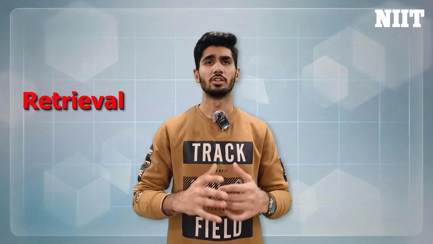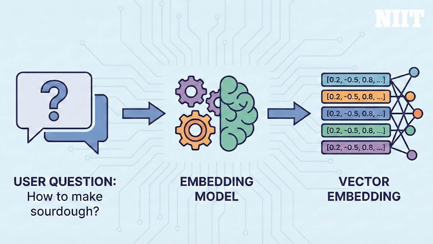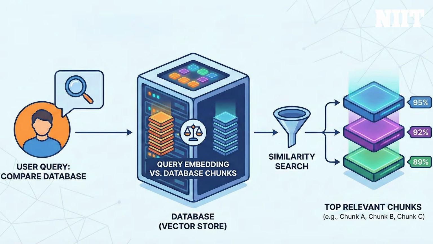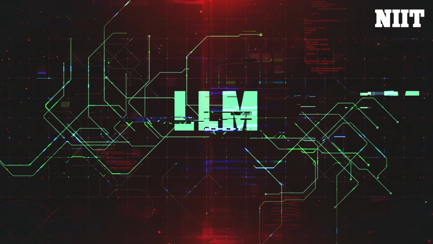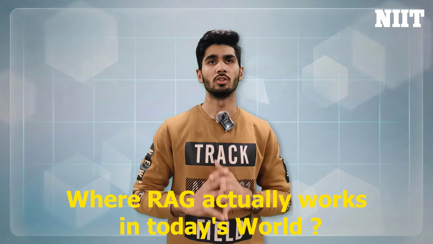Fifth one in the list, retrieval. When the user asks a question, that query is also converted into a vector, compared against the database, and we pull the top most relevant chunks out of it. Finally, last but not the least, generation. We inject those retrieved chunks directly into the model prompt, and the LLM produces a grounded, accurate answer based on real information, not hallucination. Now let's see where RAG actually works in today's world.